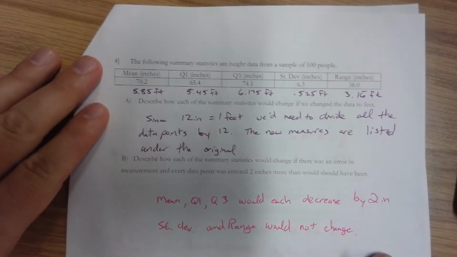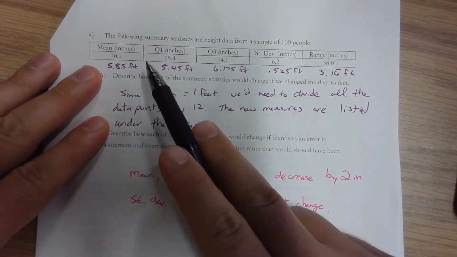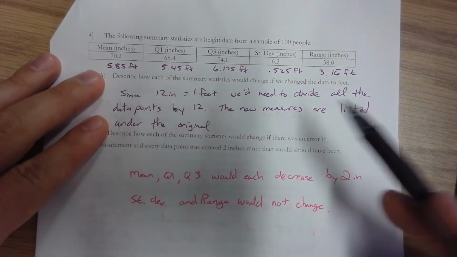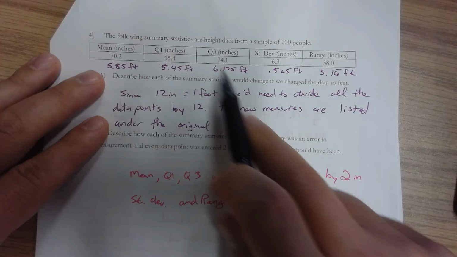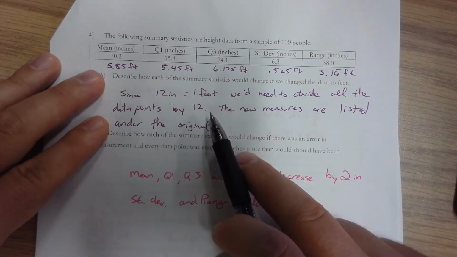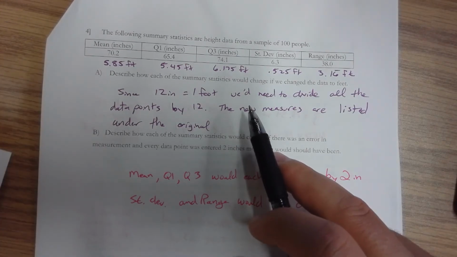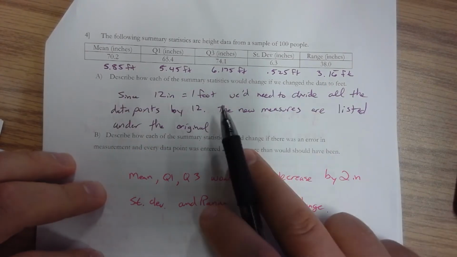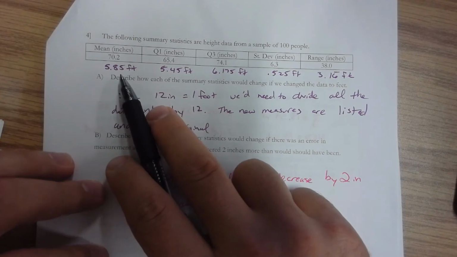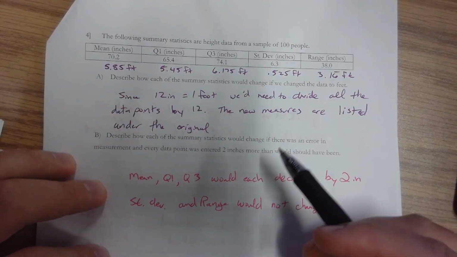Next was number 4, where this had a set of summary statistics, a sample of 100 people, and you get this data set in inches. It says describe how each of the summary statistics would change if we moved to feet. Well, the conversion between inches and feet is that there are 12 inches in a foot. So to convert these, I would have to divide all the inches by 12. Basically every measure would be reduced by a factor of 12. So I've listed them up here. It's not required to get the actual numbers, but 70.2 inches is the same thing as 5.85 feet. So it's divided by 12, and so on and so forth. All of them have been divided by 12.